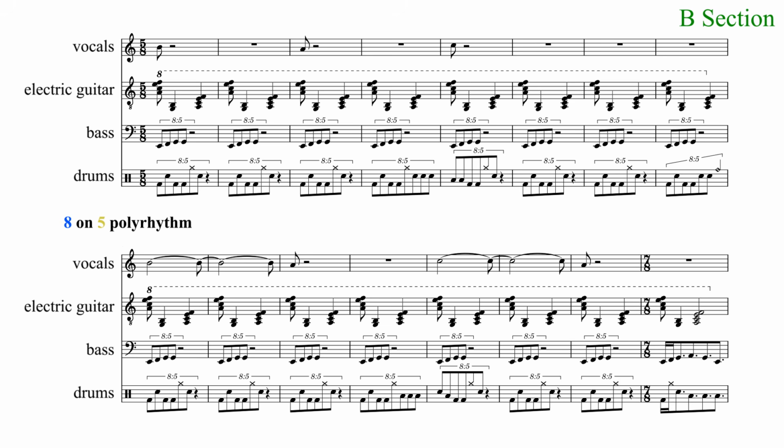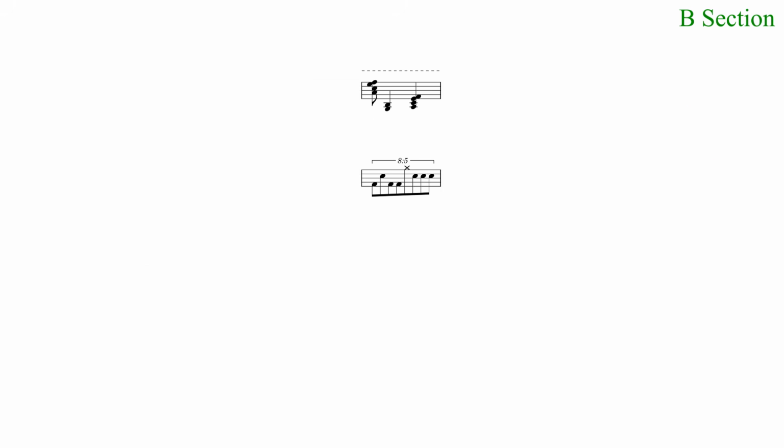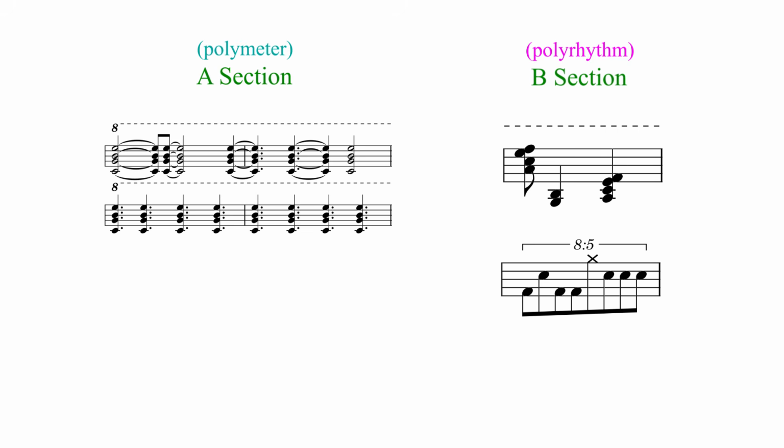Now, as far as I can tell, the terms polymeter and polyrhythm don't have strict academic definitions, but most musicians I know seem to observe what I find to be a rather helpful dichotomy between the two. To see what makes Bread's B section a polyrhythm as opposed to a polymeter, let's compare it to the A section's guitar parts. In some sense, both of these sections use 2 different simultaneous meters.